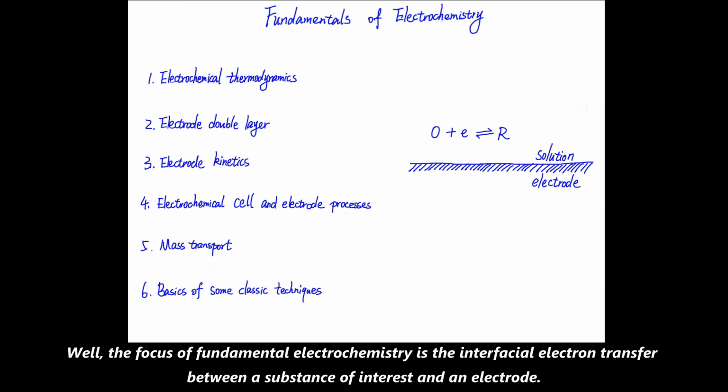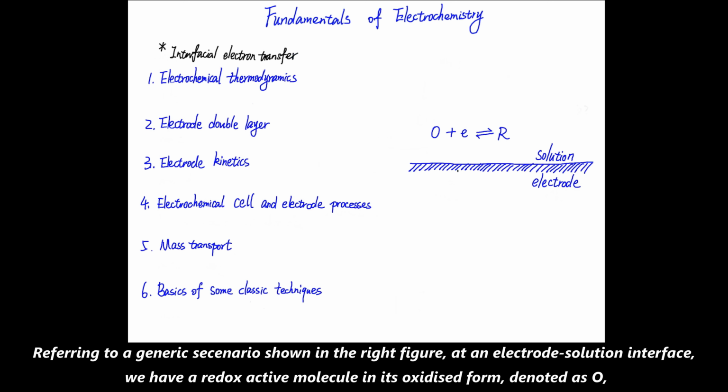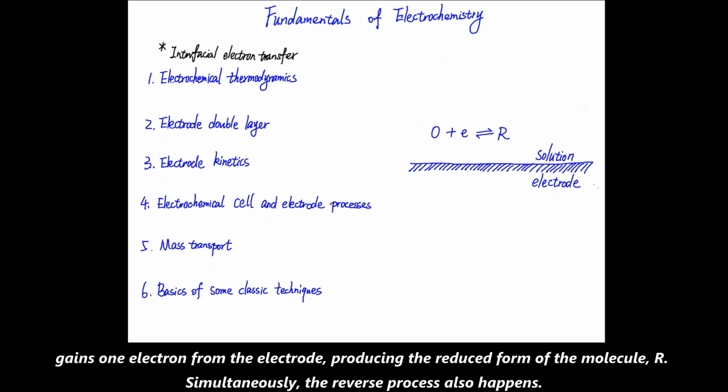Well, the focus of fundamental electrochemistry is the interfacial electron transfer between a substance of interest and an electrode. So all the lectures we are going to go through together discuss essential aspects of and related to this central step. Referring to a generic scenario shown in the right figure, at an electrode-solution interface, we have a redox active molecule in its oxidized form, denoted as O, gains one electron from the electrode, producing the reduced form of the molecule, R. Simultaneously, the reverse process also happens.